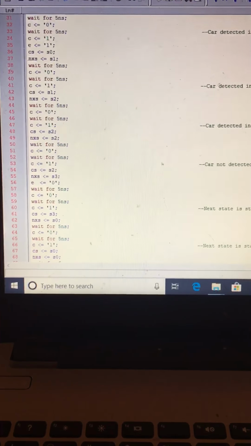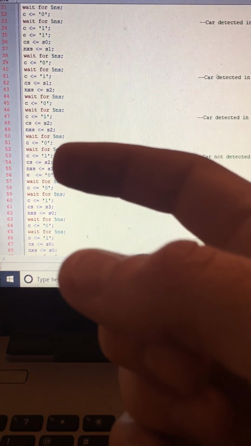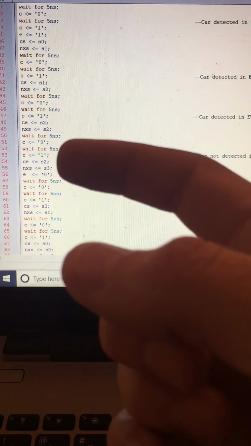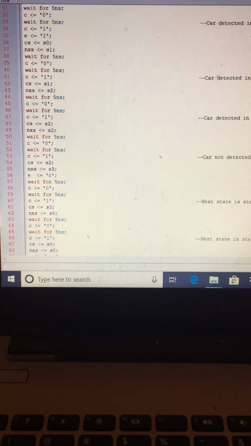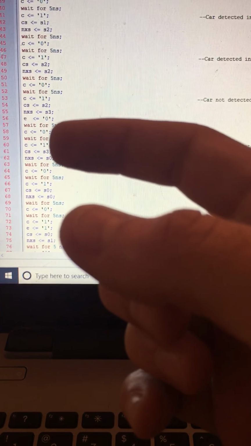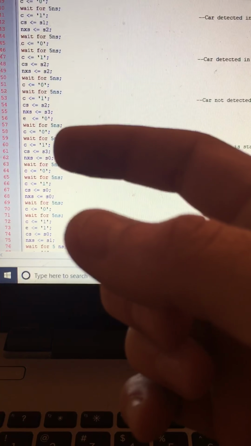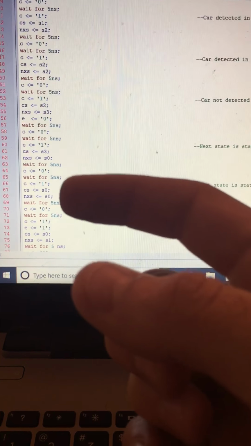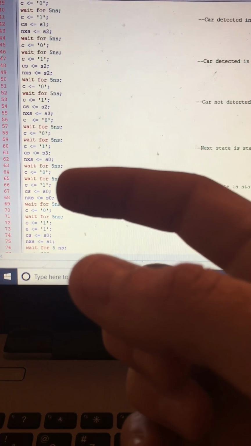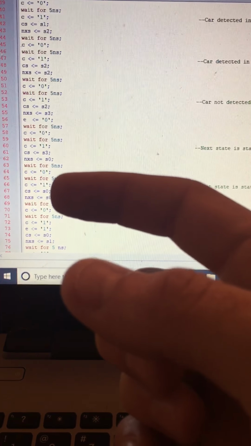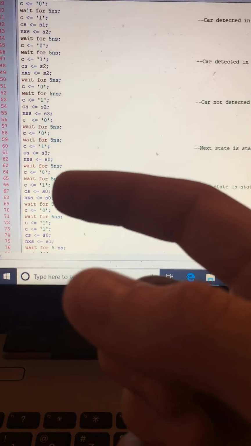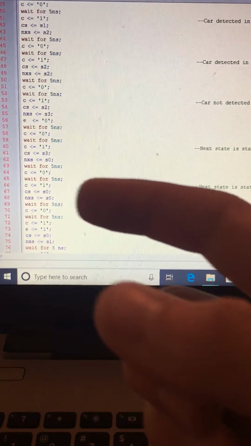And then at the next rising edge, I have no cars being detected in the east and west, so the next state will be state 3, which is yellow east west. And then at the next rising edge, the next state will be state 0, which is green north south. And when it is in state 0 with no car being detected in east and west, it will stay in state 0, which is green north south.